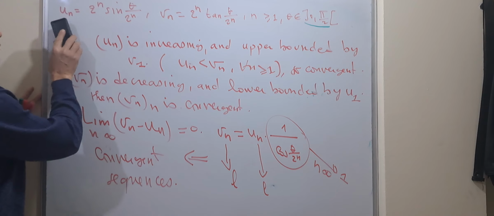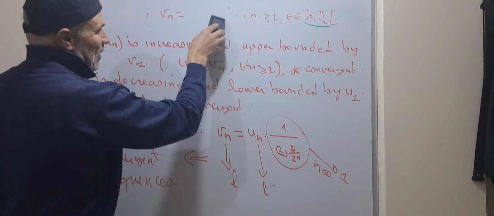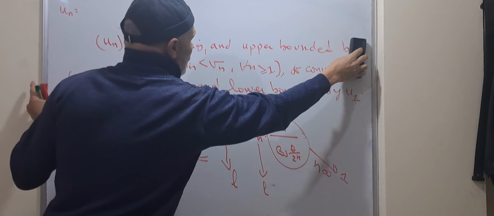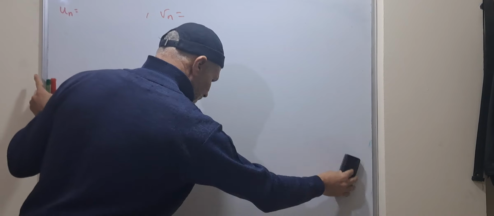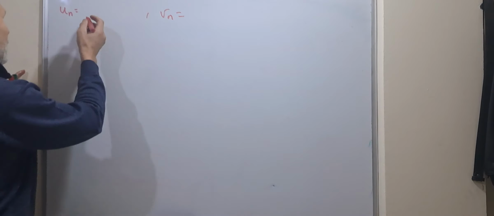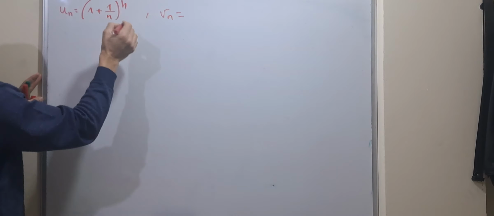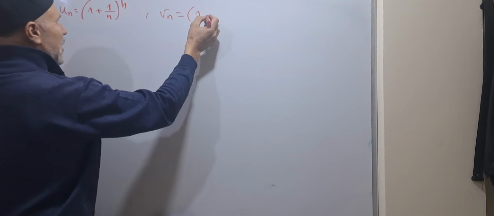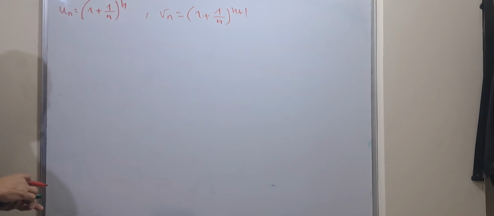The next exercise will be in an independent video, about the two sequences u_n equal to (1 plus 1 over n) power n, and v_n equal to (1 plus 1 over n) power n plus 1. And we have to prove that they are adjacent. See you next video.